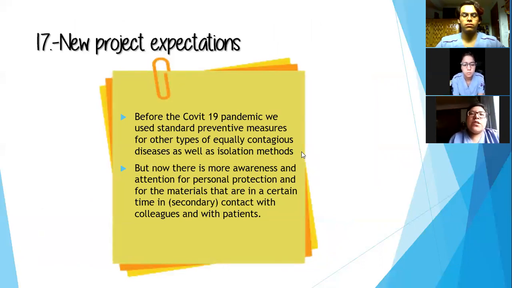17. Need to project expectations. Before the COVID-19 pandemic, various prevention measures existed for other types of equally contagious diseases as well as isolation methods, but now there is more awareness and attention for personal protection and for the materials that are at the same time in secondary contact with the colleagues and with patients.